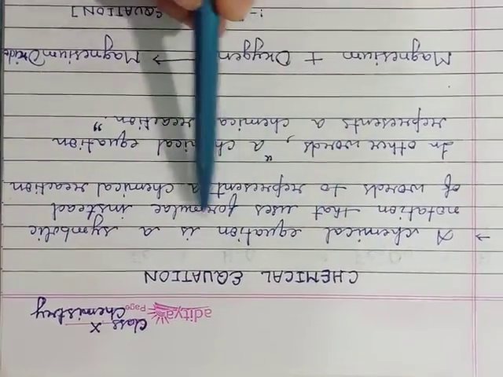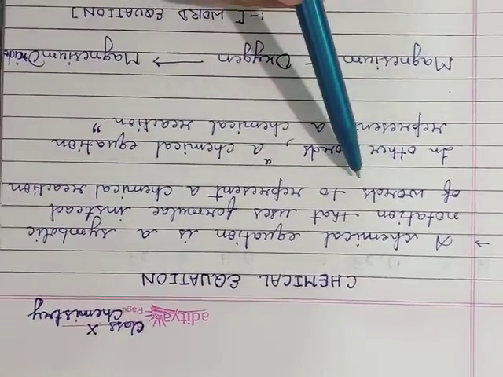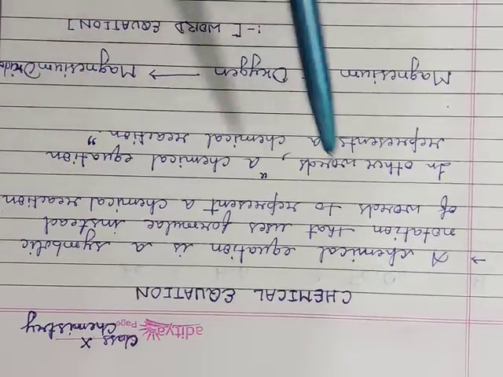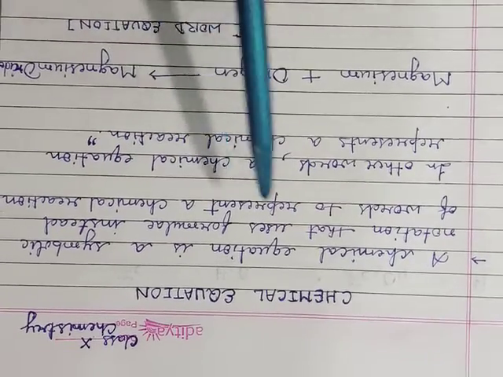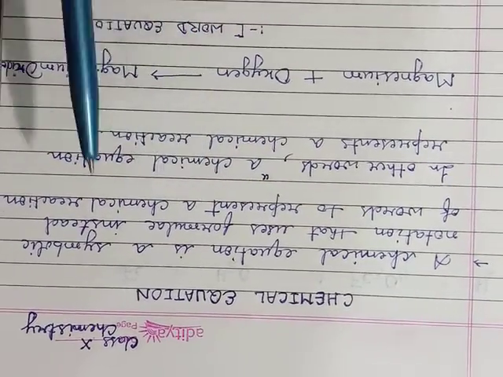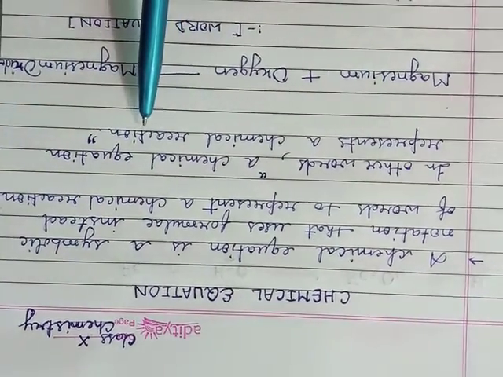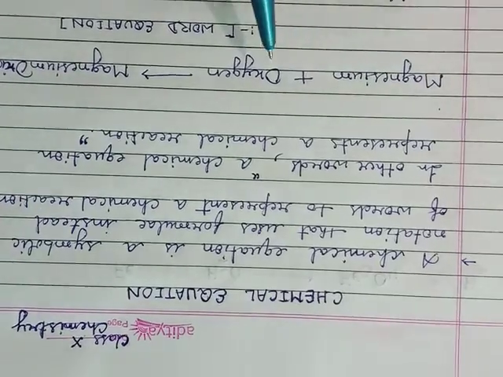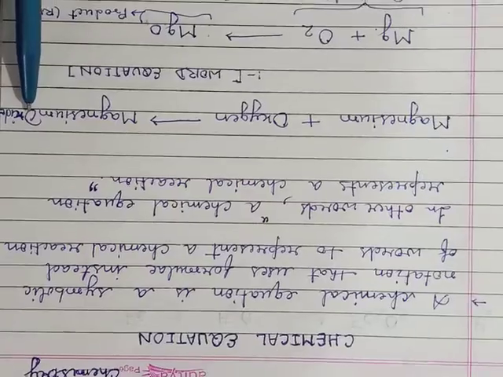A chemical equation is a symbolic notation that uses formulas instead of words to represent a chemical reaction. Let's take an example to understand what a chemical equation is. A chemical equation represents a chemical reaction. When a magnesium ribbon is burned in oxygen, it gets converted to magnesium oxide.